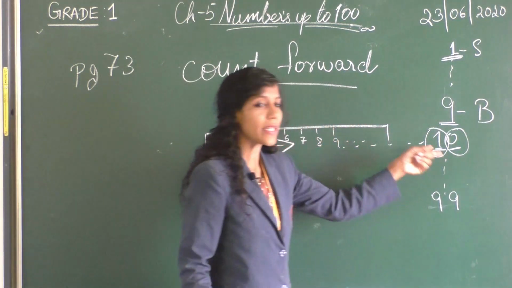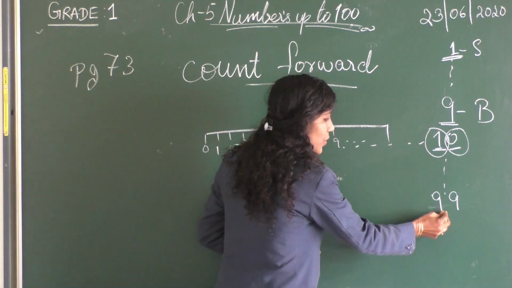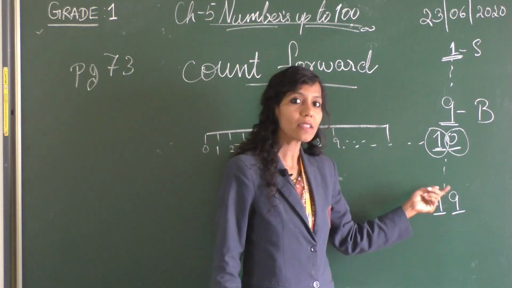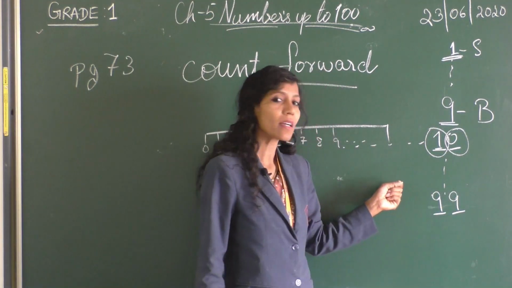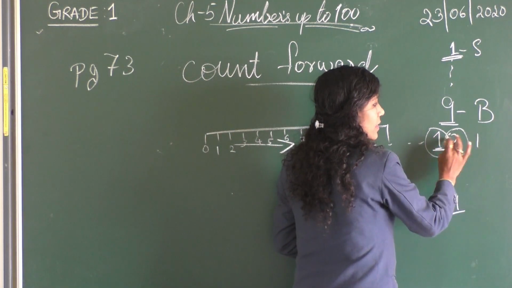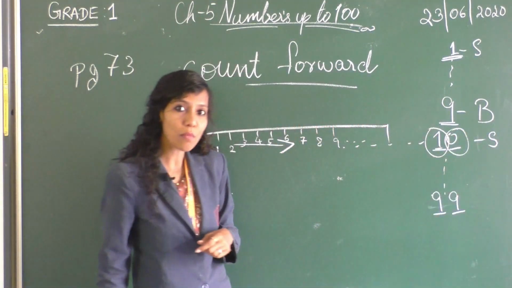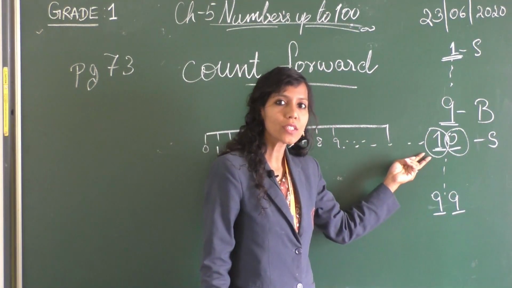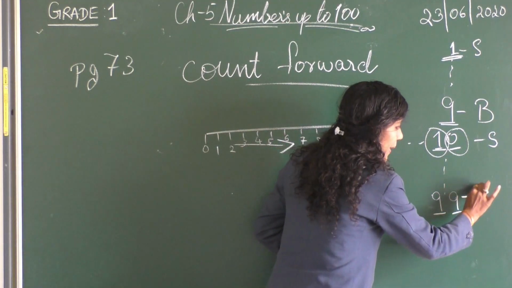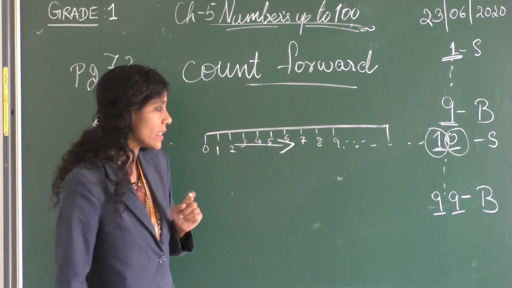99. 1 and 0, from 10 it continues till 99. 99 again, you can see two numbers. 9 and 9 coming together will make 99. So again here, 10 is the smallest number for 2-digit and 99 is the biggest number. There is no other number bigger than 99.